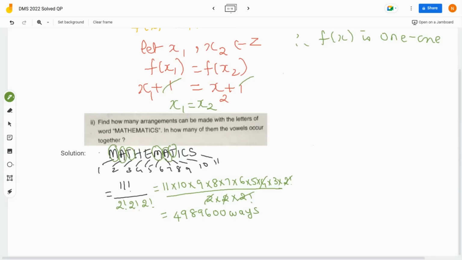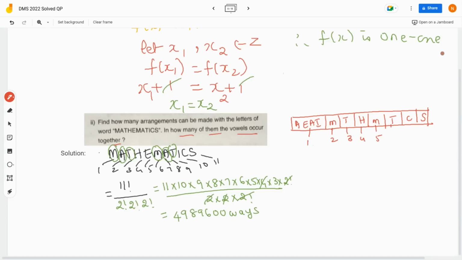Then the second question says, in how many of them do the vowels occur together? So how many vowels do we have in MATHEMATICS? We have A, E, A, I. Vowels are A, E, I, O, U. In the word MATHEMATICS we have these vowels. Then you have M, T, H, M, T, C, S. We'll consider the whole vowel group as 1: 1, 2, 3, 4, 5, 6, 7, 8. So in total we have 8 letters.